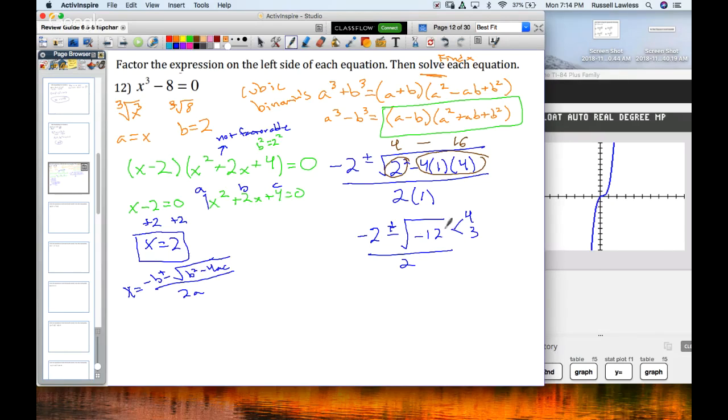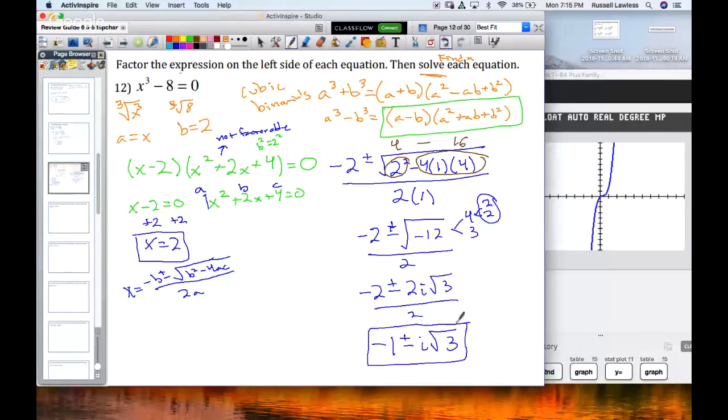Here's the thing. If you don't know how to break up and reduce radicals, leave it like this, but with an i on the outside. But since negative 12 breaks up to 4 and 3, and 4 is a perfect square, meaning that we have a group of 2 here, this simplifies to negative 2 plus or minus 2i root 3 over 2. And so we're going to divide negative 2 and the 2 on both ends, which will give me negative 1 plus or minus i root 3.